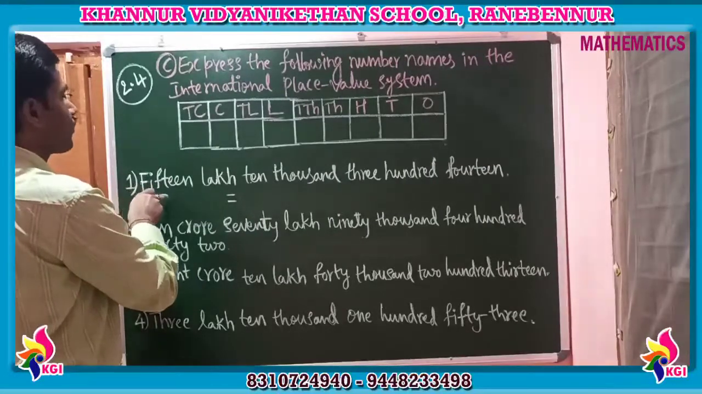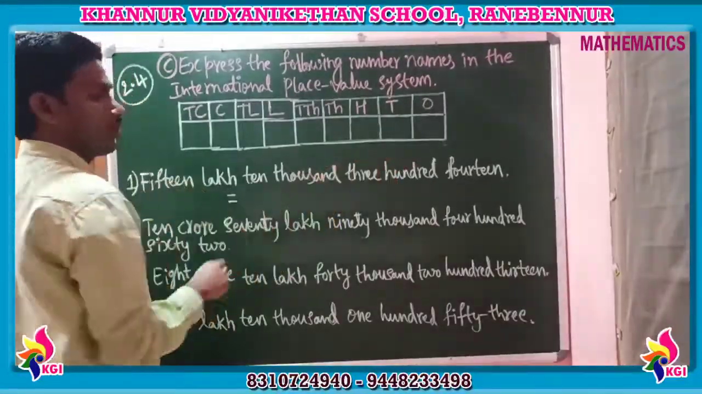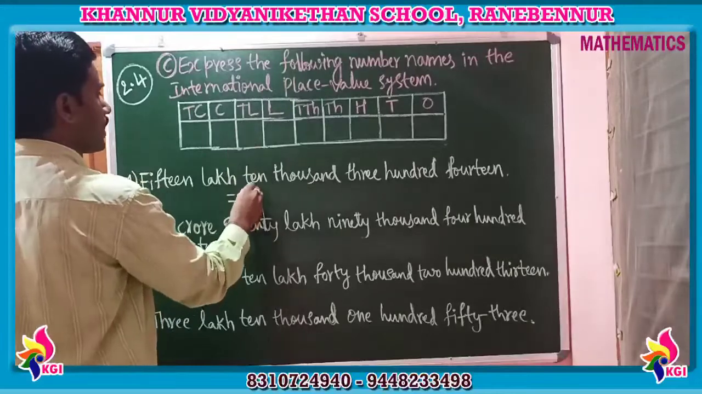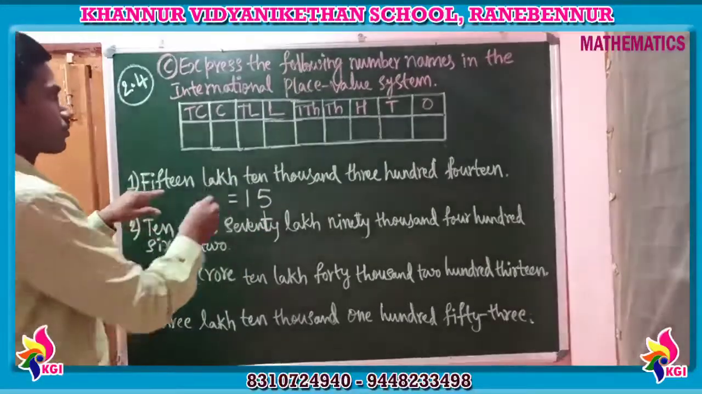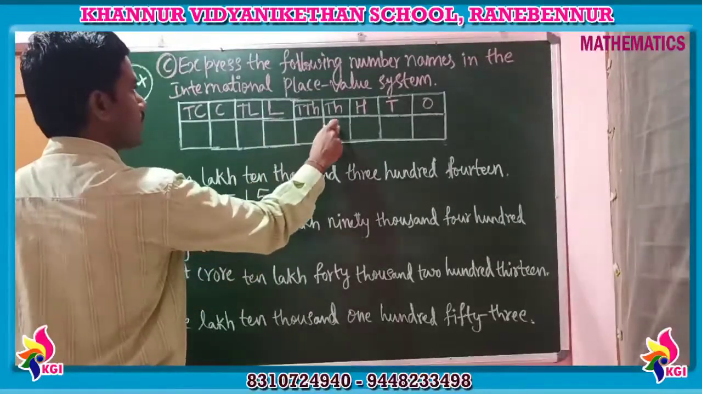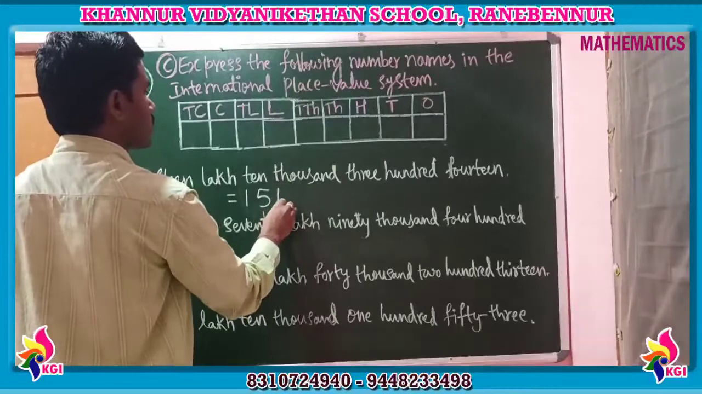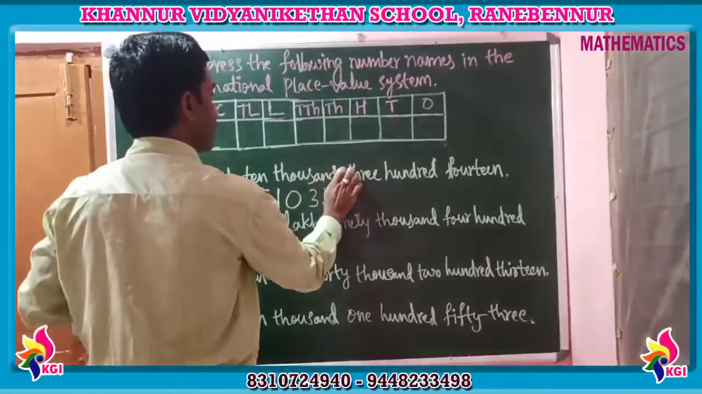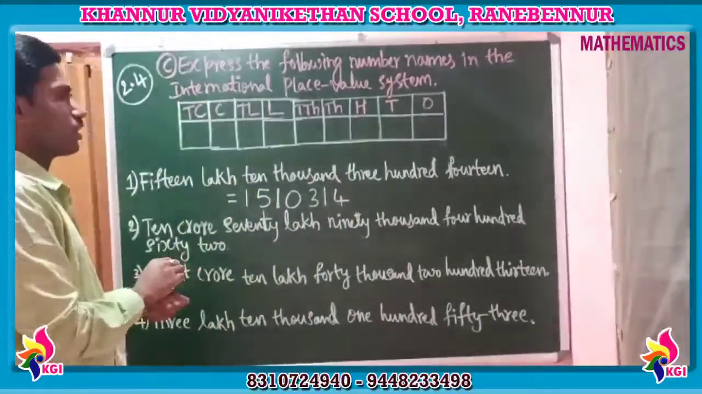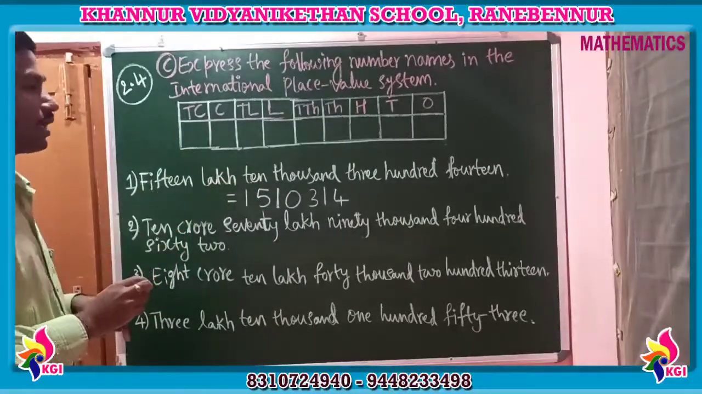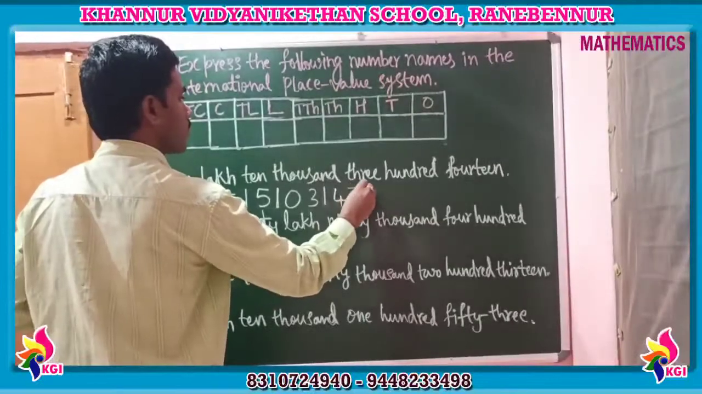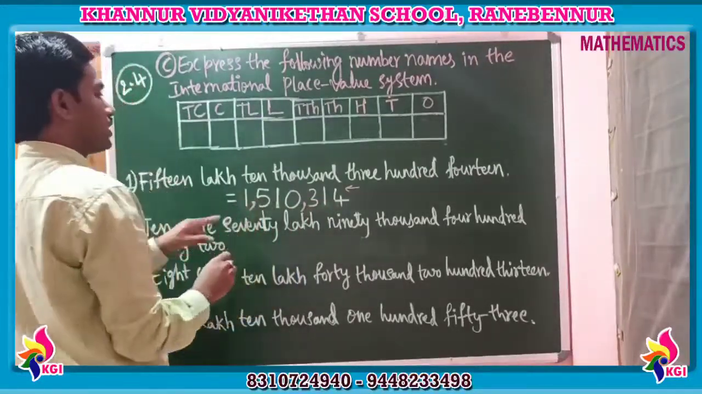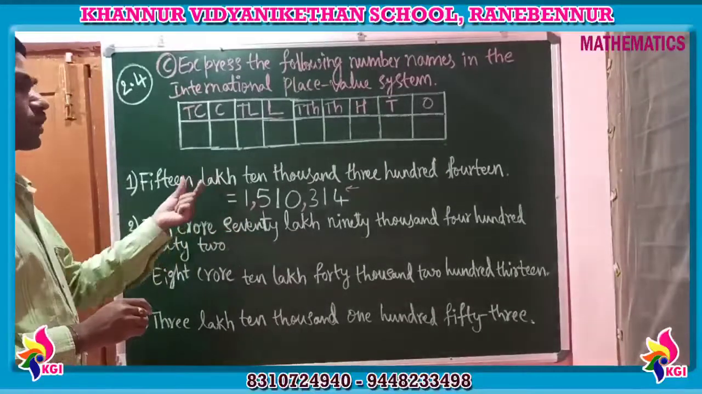The first one is 15,10,314. How many lakhs? 15 lakhs means it is here. 15 lakhs, 10,000 means you write 1 in the 10,000 place and 0 in the 1,000 place, then 314. With the help of this chart we have written this numeral and keep the commas from right to left. After every 3 digits we put a comma. This is the numeral form of the given number name.